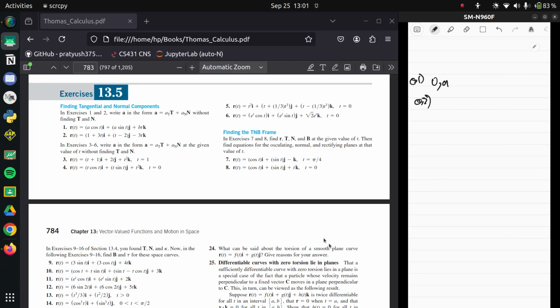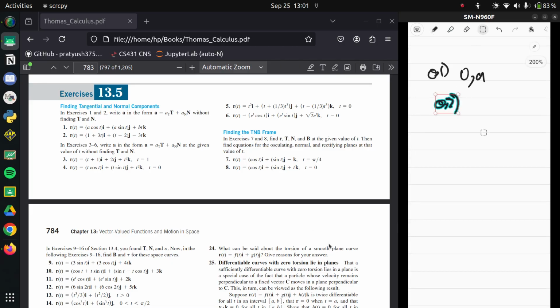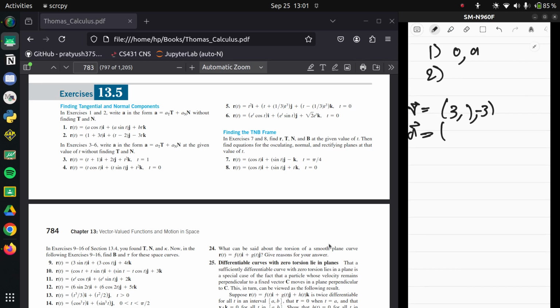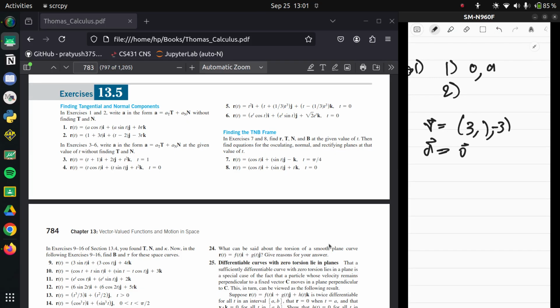So this is question number 1. In that you have r of t is equal to 1 plus dt or whatever. So just find the velocity vector. The velocity vector is just 3 comma 1 comma minus 3. The acceleration vector is just like what? You take the derivative, oh, that's gone. It's just 0. So acceleration is just 0. Oh, that's amazing. Yeah. So velocity vector is a constant.